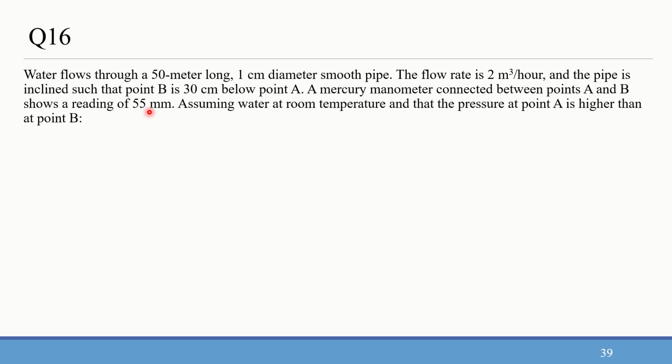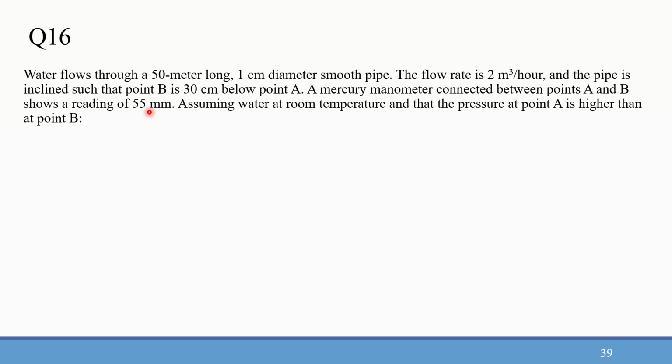So what is given? We have water flowing through a 50-meter long and 1 centimeter diameter pipe. Flow rate is 2 meter cube per hour and the pipe is inclined, so point B is 30 centimeter below A. Connected between the 2 points, we have a manometer whose reading shows 55 mm. Assuming water at room temperature and pressure at A is higher than at B.